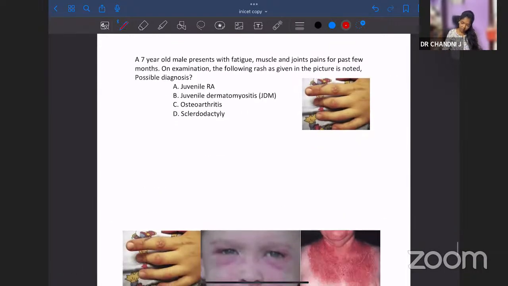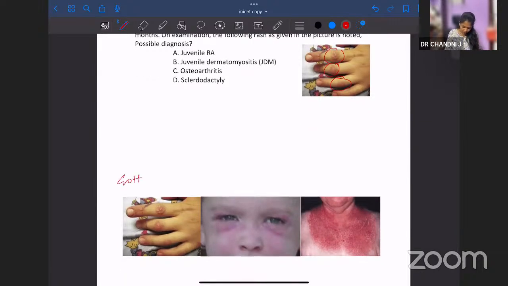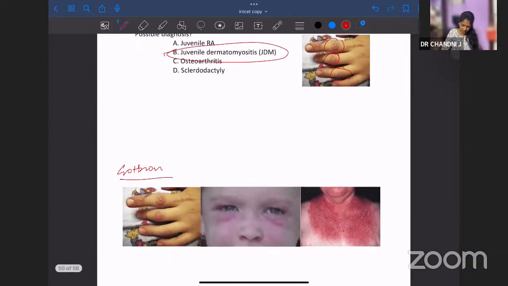Okay. Now, this is also a repeat question. A male presents with fatigue, muscle and joint pain. On examination, characteristic rashes. What are these? These are called Gottron papules, characteristic of juvenile dermatomyositis. What are the other features of JDM? Heliotrope rash and shawl sign.